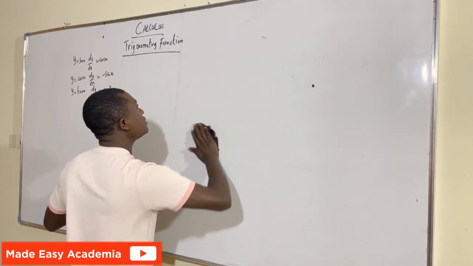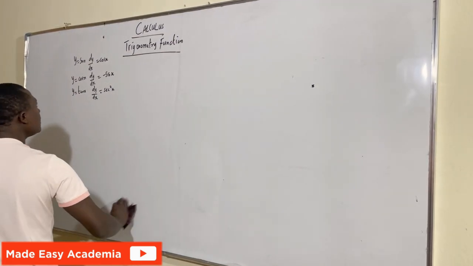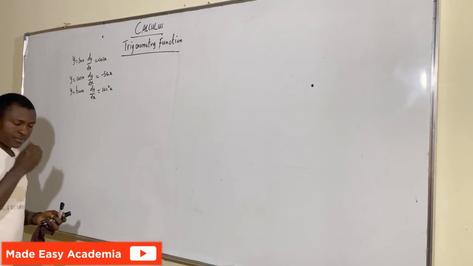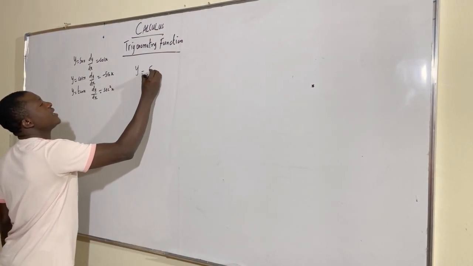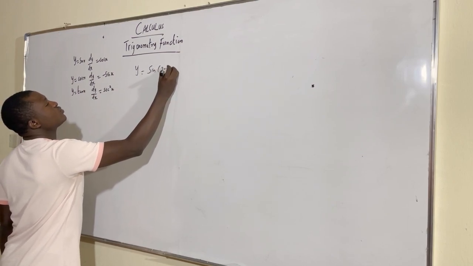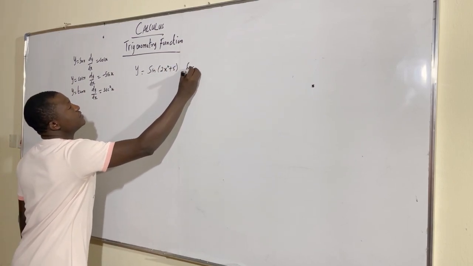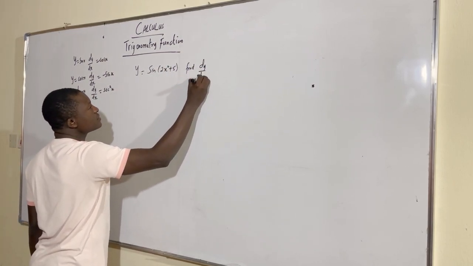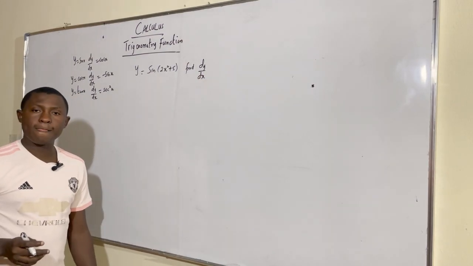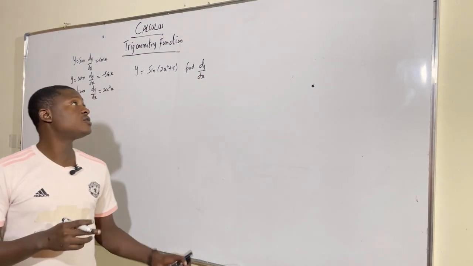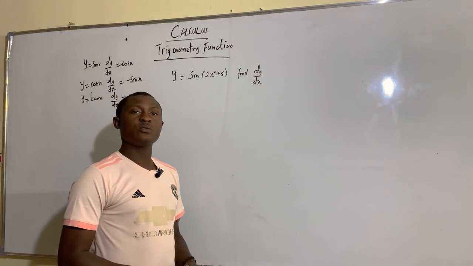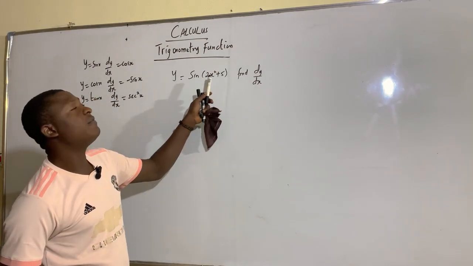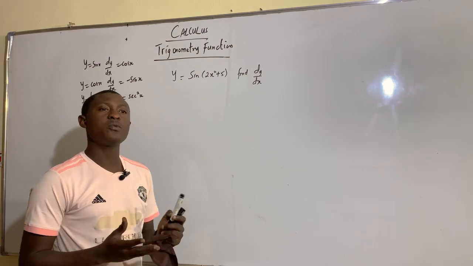So let's see some examples and how we can approach them. Here they said if y is equal to sine of 2x squared plus 5, find dy dx. You can see it's different from the first one. If it is just x that we have there, we know the differential of sine x will give us cos x. The only difference here is that we have a value in the bracket, but it's still the same thing. How are we going to do that?